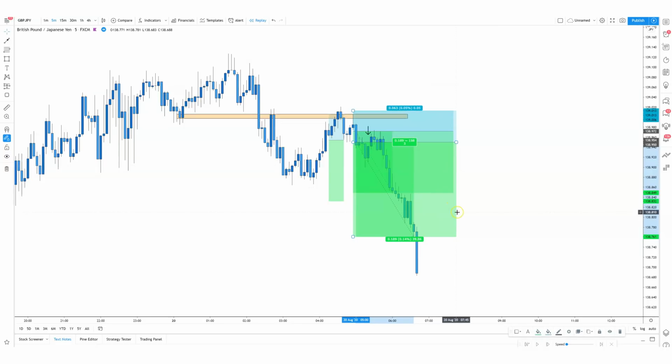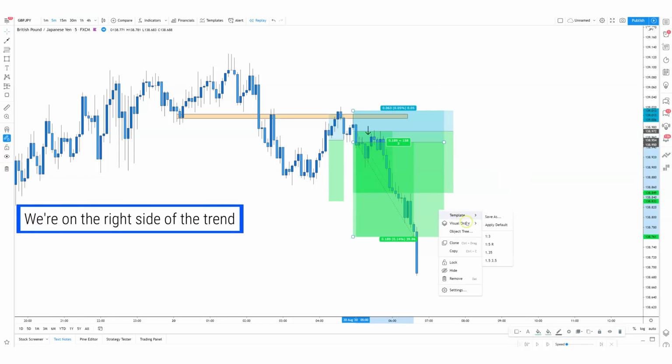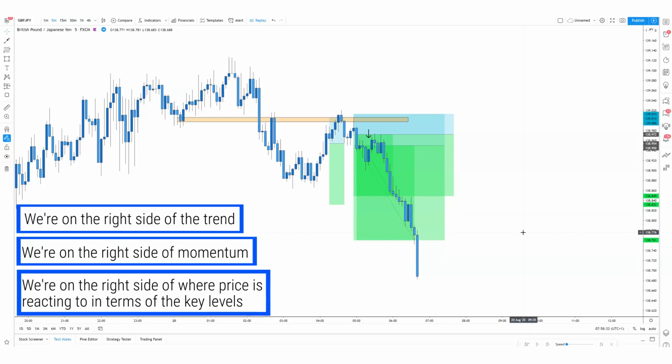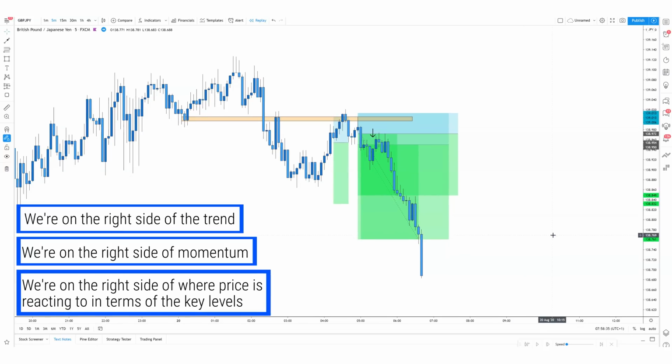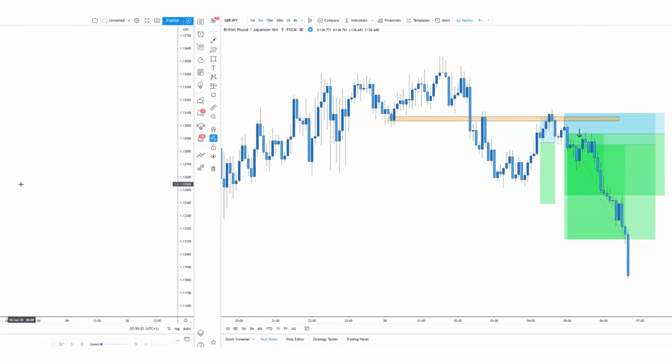But what we're doing in an instance like this is we're making sure more often than not that we're on the right side of the trend, we're on the right side of momentum, and we're on the right side of where price is reacting to in terms of the key levels. And this is one of the major reasons why I love stop entries. Let's take a look at another reason.